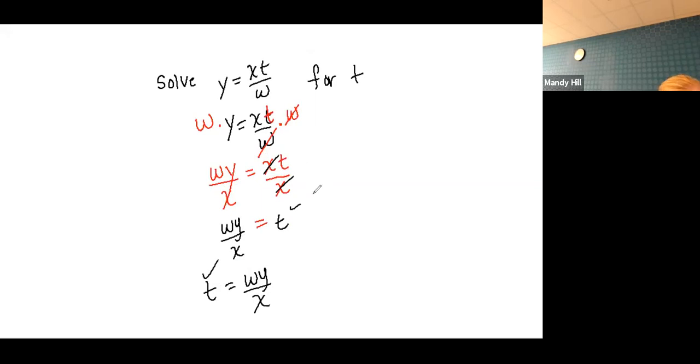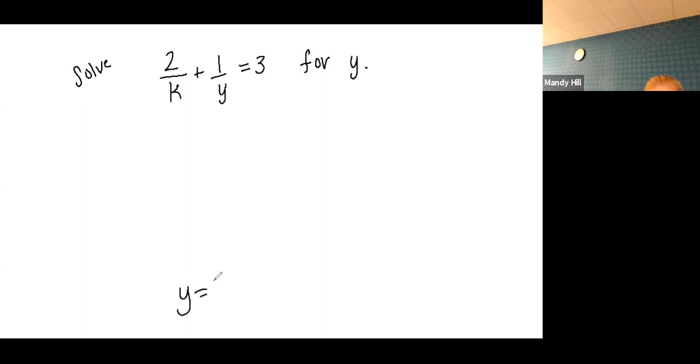Okay, so we're moving things around using algebra. We've got two more problems that we're going to look at on 5.7. So we've got 2 over k plus 1 over y is equal to 3. And they want me to solve for y. That means at the end, it needs to say y equals. So that means I've got to get y by itself.